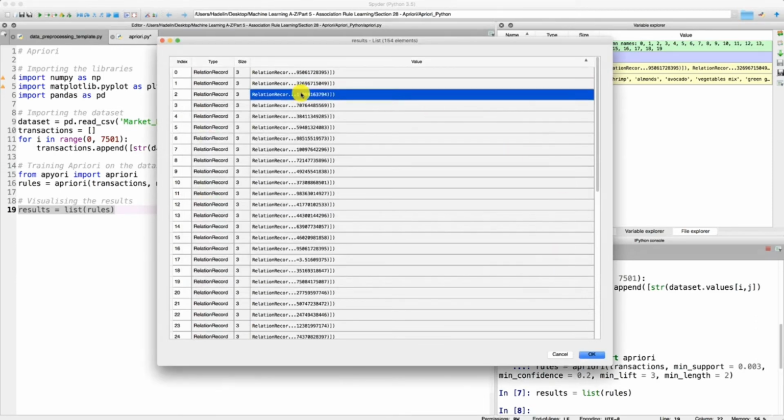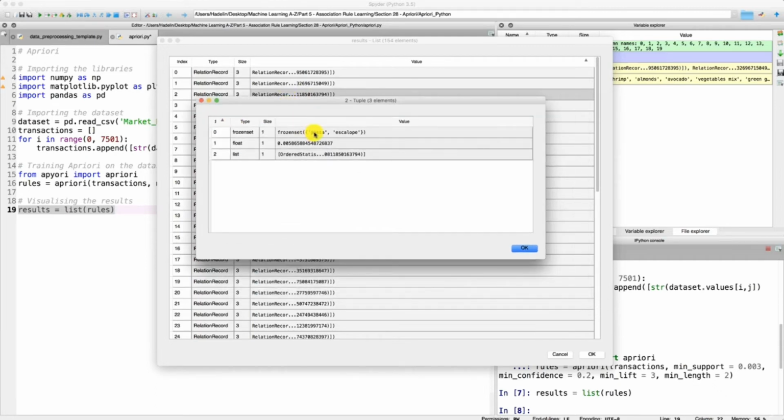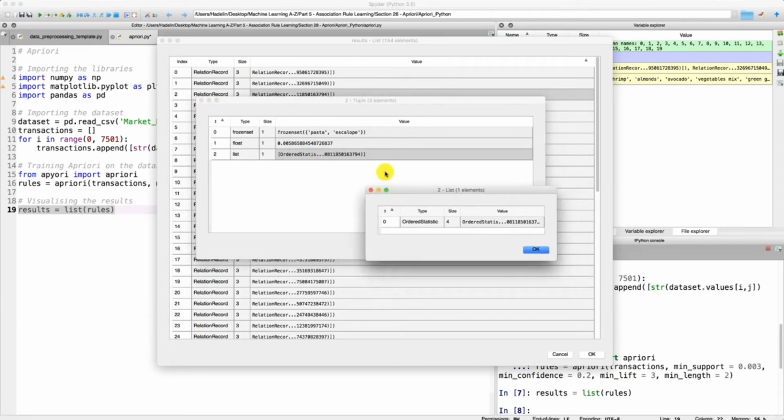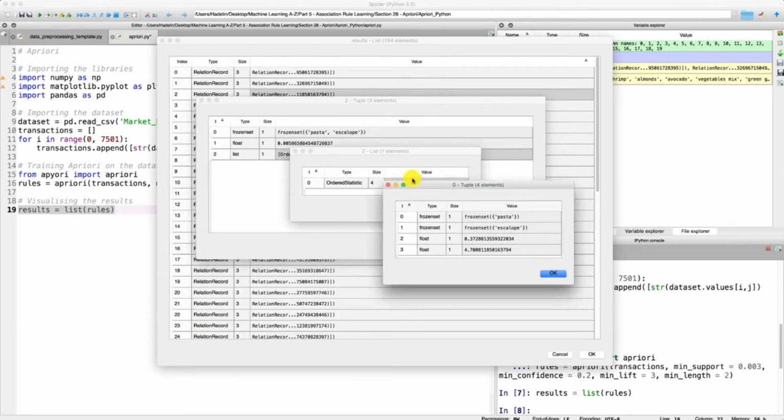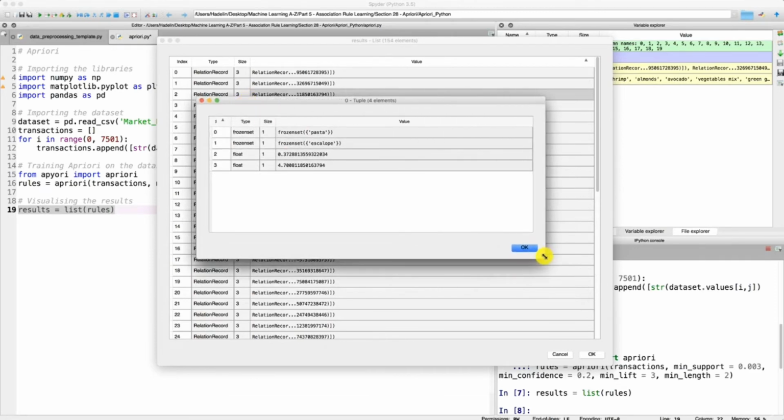And now let's have a look at the third most relevant rule. So that's this one. And it's if people buy some pasta, they're likely to buy escalope. Okay, and this association rule has a support of 0.0058. So that means that 0.6% of the transactions contain some pasta and escalope. And now let's have a look at the confidence and the lift. So remember, we need to double click on this first and then this again. And that gives us confidence and lift info.